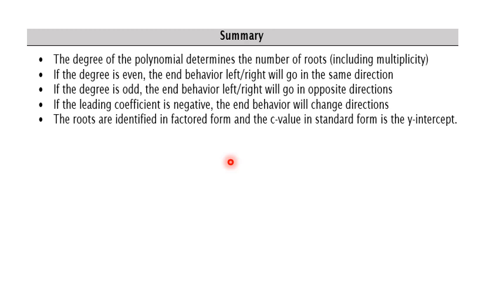And then to summarize, because there's a lot of important stuff in this video. The degree of a polynomial determines the number of roots, which we've seen. If the degree is even, the end behavior will go in the same direction. If the degree is odd, it goes in opposite directions. If the leading coefficient is negative, it changes the direction of the end behavior. Roots are identified in factored form. The C value tells you the y-intercept, and again, you can identify double roots from a graph or an equation.